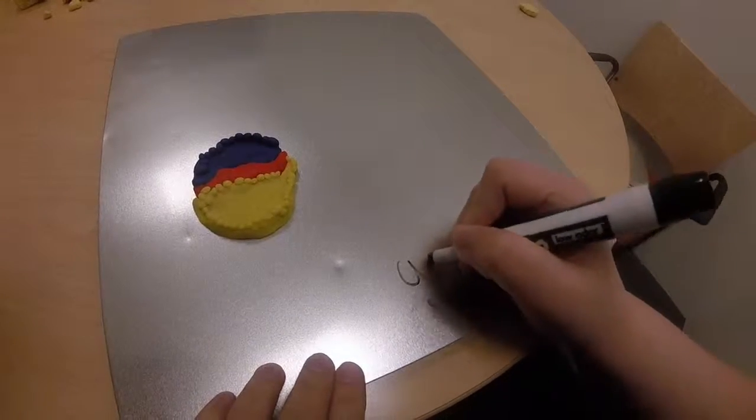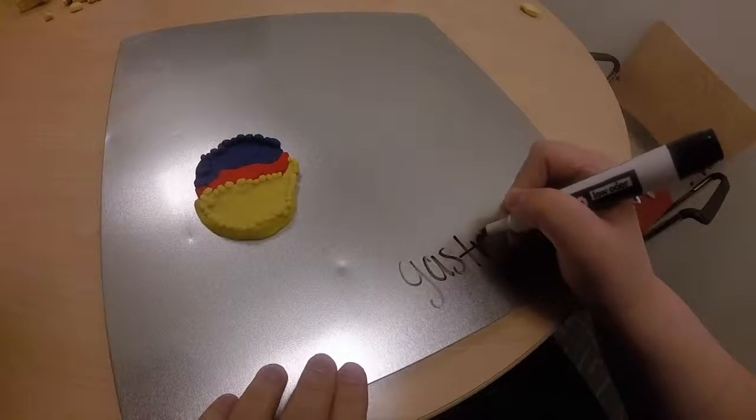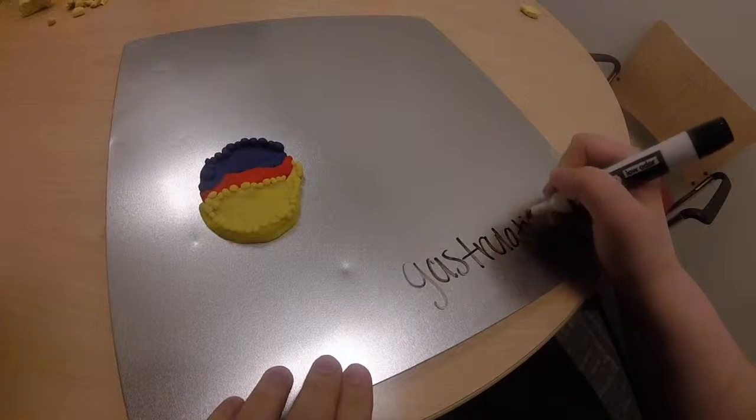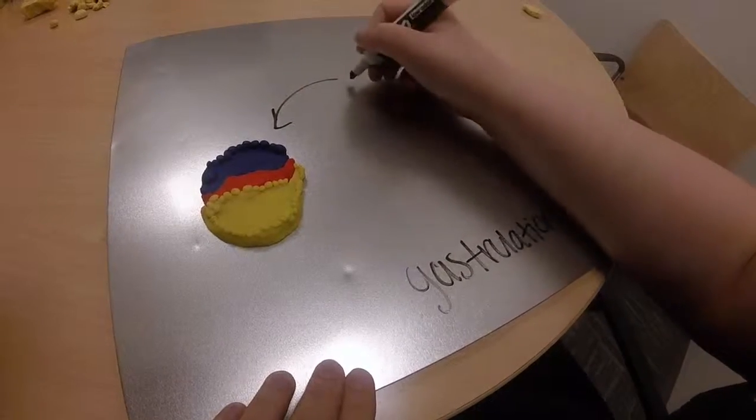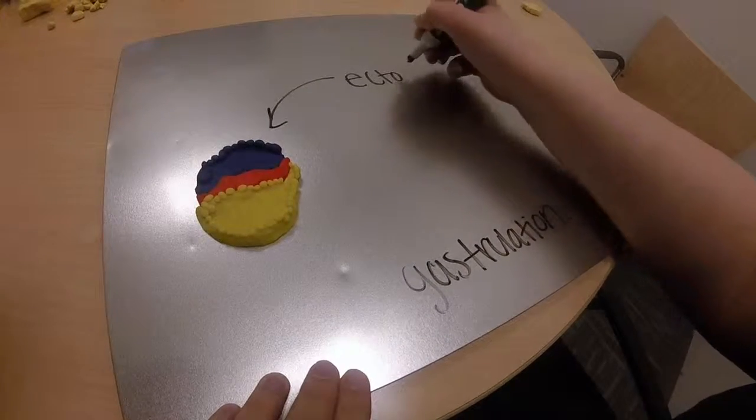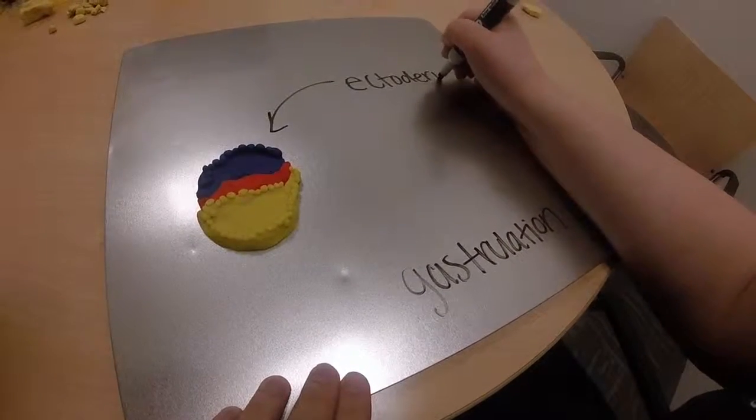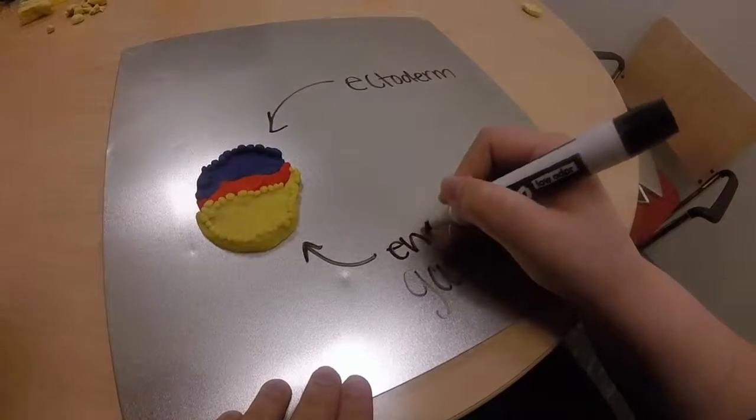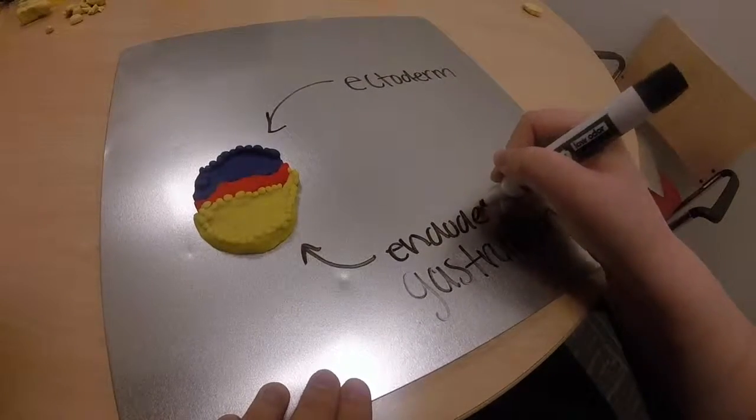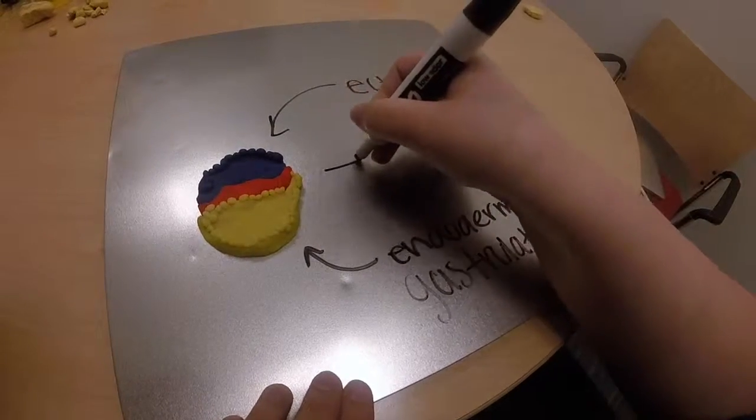The inner cell mass forms an embryonic disc, which differentiates into 3 primary germ layers: the ectoderm, the mesoderm, and the endoderm. This process is called gastrulation. The ectoderm forms the nervous system and the epidermis. The endoderm forms the epithelial linings, and the mesoderm forms everything else.